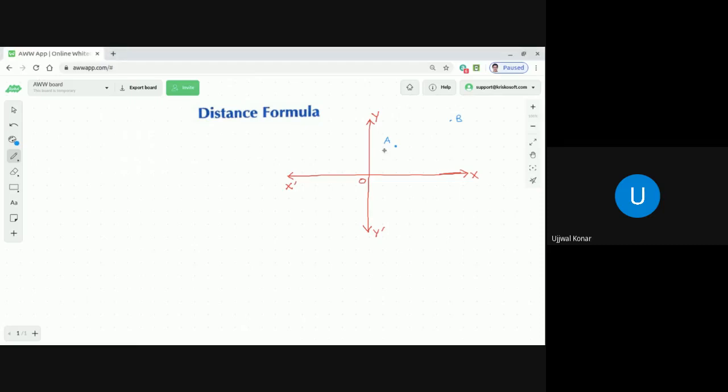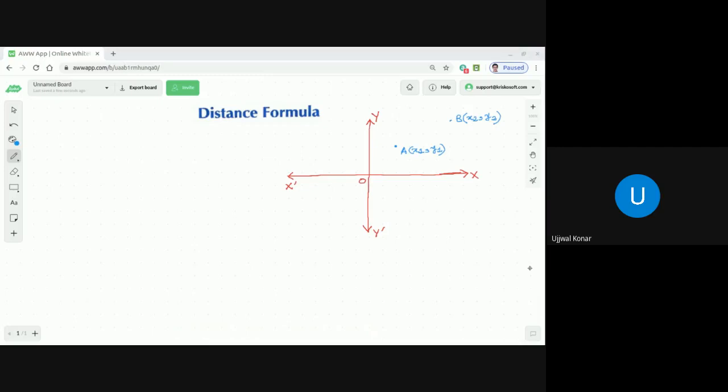For example, suppose point A is here. The coordinate of the point A is x1, y1, and the coordinate of the point B is x2, y2. So their positions are fixed. As their positions are fixed, we can also say what is the distance between them. We are going to find the distance between these 2 points, A and B.